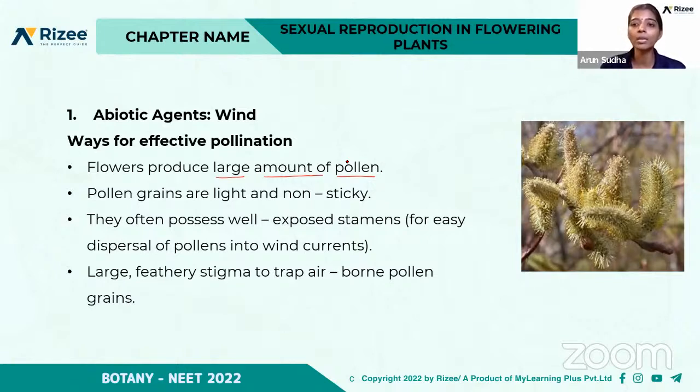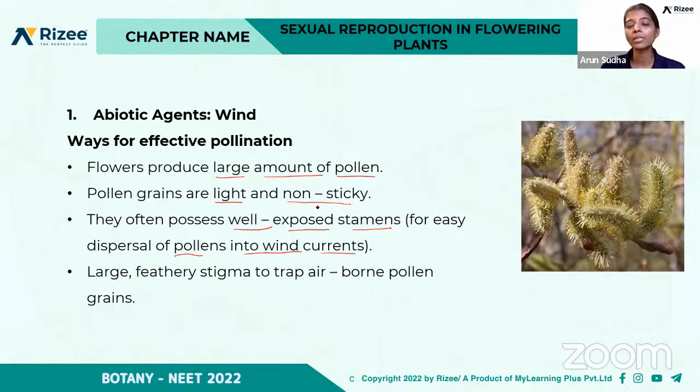So they should produce a large amount of pollen, and the pollen grains are light and non-sticky. If it is heavy, it cannot be carried by the wind. And if it is sticky, it also cannot be carried by the wind and will stick to a particular surface. So they are non-sticky and light, and they often possess well exposed stamens. So the stamens are exposed and there occurs an easy dispersal of pollens into the wind currents.